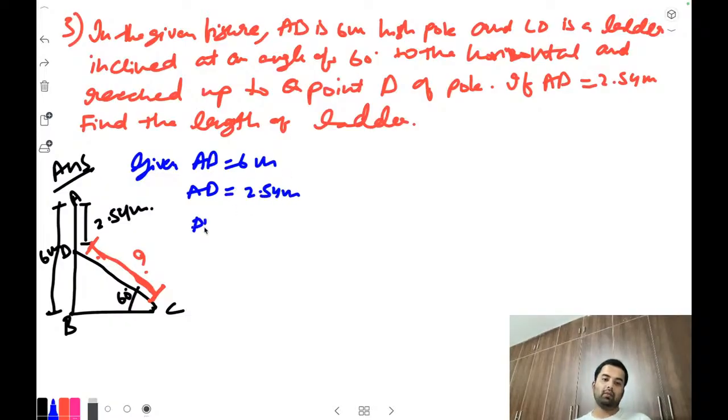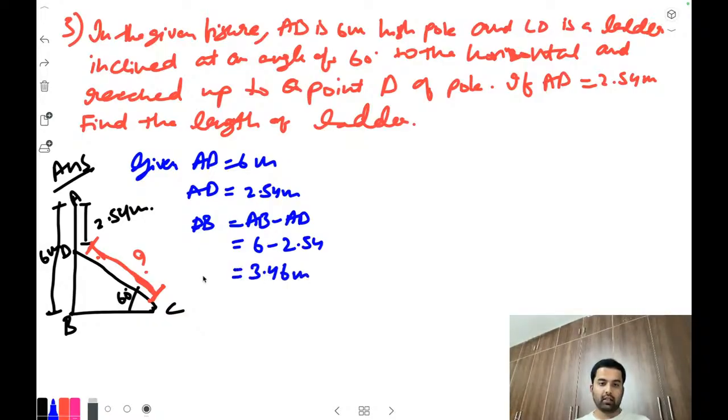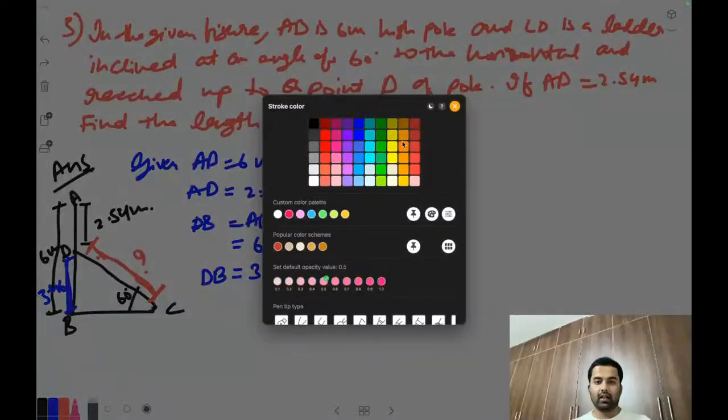So DB will be what? DB will be AB minus AD. Okay. 6 minus 2.54. 6 minus 2.54 becomes, this becomes what? 3.46 meter. Okay, at least we got this value. This value is 3.46. Okay, as we know that, let me take a dark color.